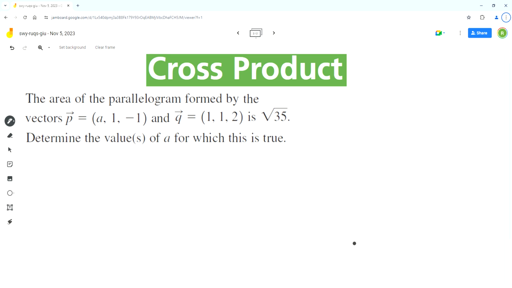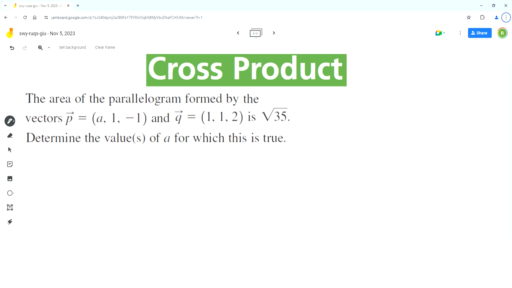So in this video, we'll solve this problem using the concepts of cross product. As per the problem, the area of the parallelogram formed by the vectors p and q is square root of 35. Determine the values of a for which this is true. So we have to find the a value, which is the x component of vector p, so that the area of this parallelogram is square root of 35.